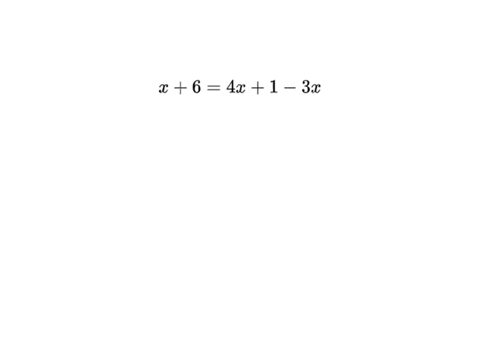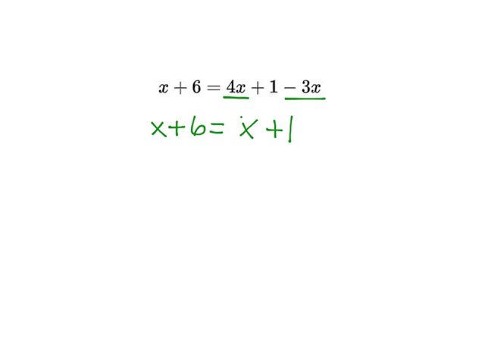The first thing that I'm going to do is combine my like terms on the right side of the equation. The left side is going to stay exactly the same. 4x minus 3x gives me x, and then the 1 doesn't have anything to combine with it.